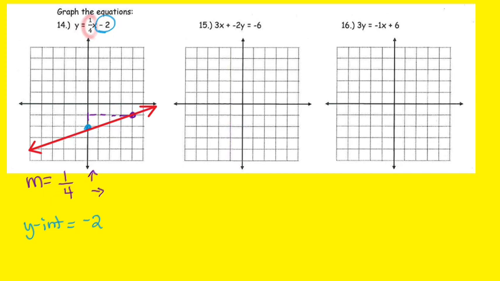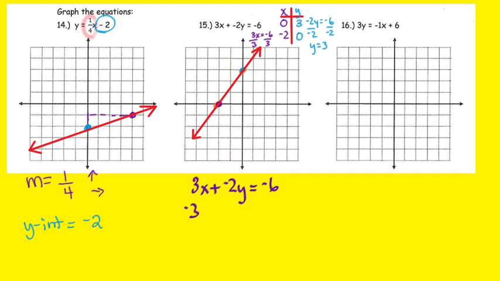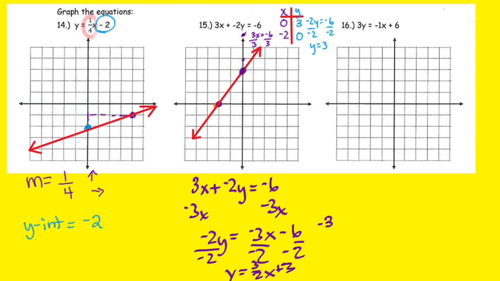On 15, I could either solve for y, and I'll show you that in a minute, but I chose to use my x and y intercepts because they both divide into 6 evenly. So when I do this, I get that y-intercept is going to be 3, and my x-intercept is going to be negative 2. I have 2 good points, and I draw my line. Now, of course, I could have decided to solve for y, subtracting 3x from both sides and dividing by negative 2, and then I could have graphed using y equals mx plus b, which is the same line.